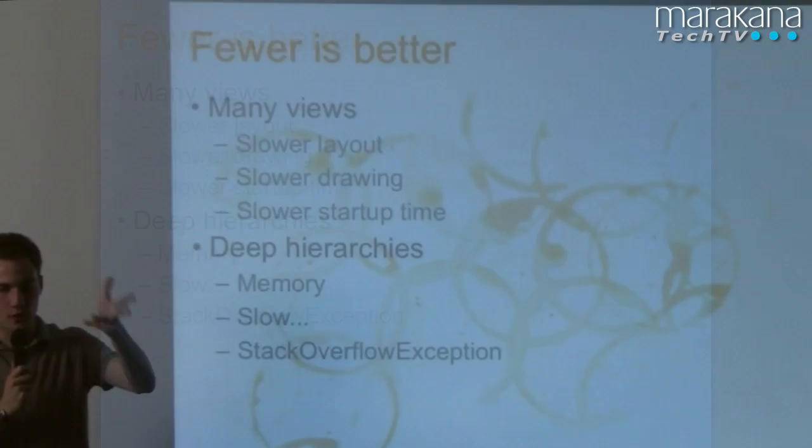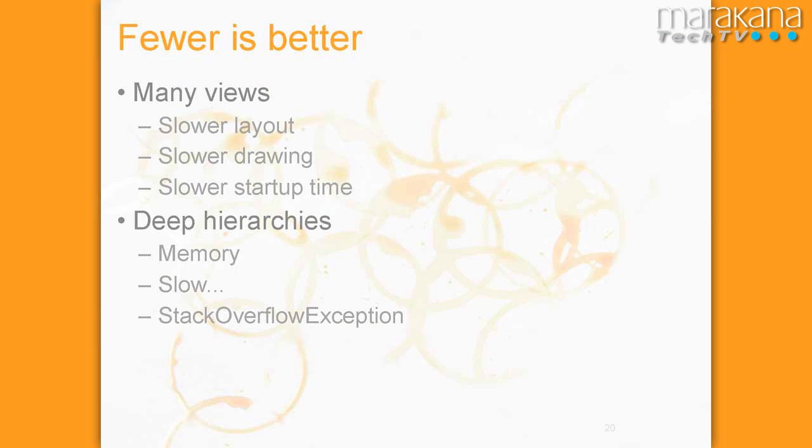Okay, some optimization tricks for your UI. Don't use too many views. The fewer views, the better. If you have too many views, it's going to use a lot of memory, and you want to preserve the amount of memory you have. It's going to be also slow to draw, it's going to be slow to do the layouts, and it's going to be slower start times. And on some devices, you can even get Stack Overflow exceptions.